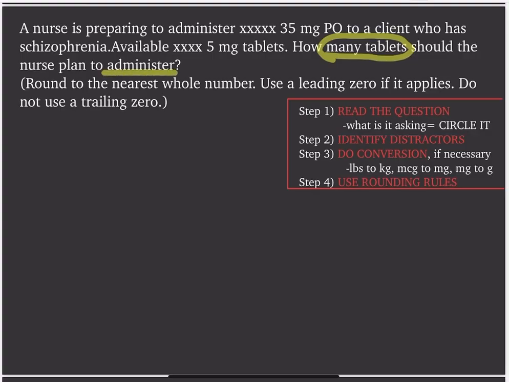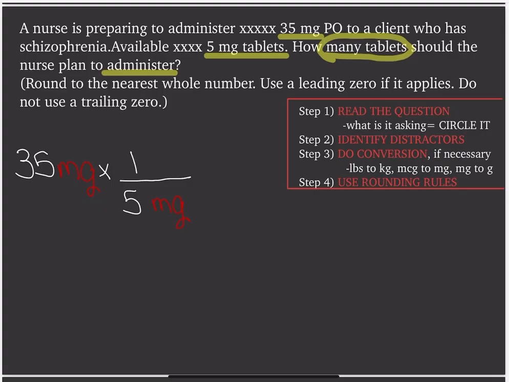You can look back. Identify any distractors, and there's no distractors because we will use all of the information that they give us. So we're planning to administer 35 mgs, and the available is 5 milligrams per tablet. So now you can set up your conversion. There's 35 mgs times the factor of 5 milligrams per every 1 tablet.